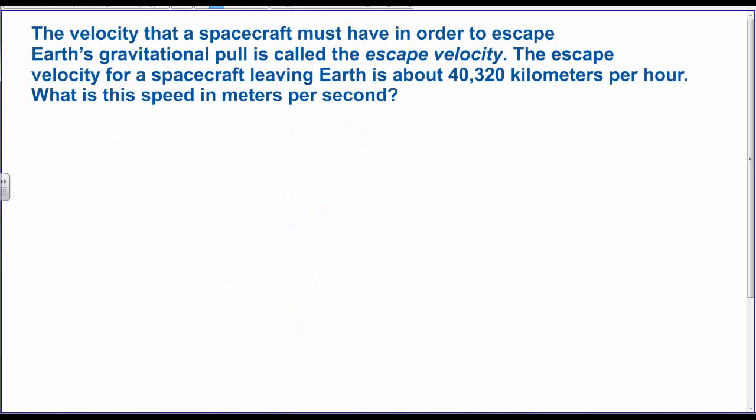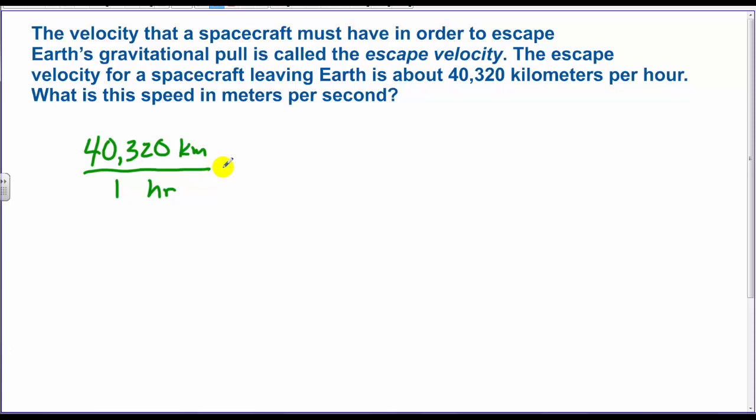All right, so we've got a little word problem here. Velocity of a spacecraft must have to escape the gravitational pull of the Earth is called the escape velocity. And the escape velocity for a spacecraft leaving the Earth is about 40,320 kilometers for 1 hour. And we want to write this in terms of meters per second.